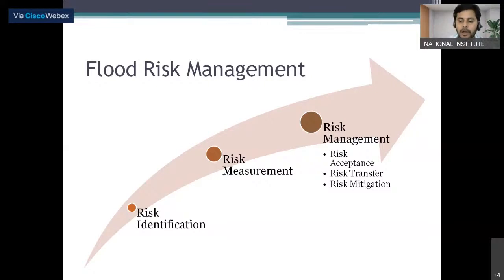So in risk management, we have to look at four major concepts. First is risk avoidance. Although we don't have the chance to avoid natural hazards, so in this case we can't use the risk avoidance technique, but we can use the technique of risk acceptance.